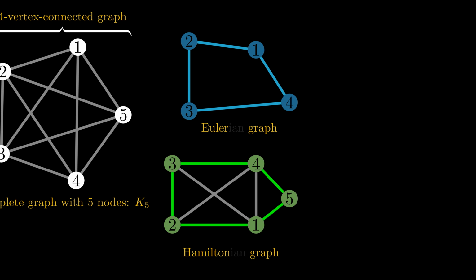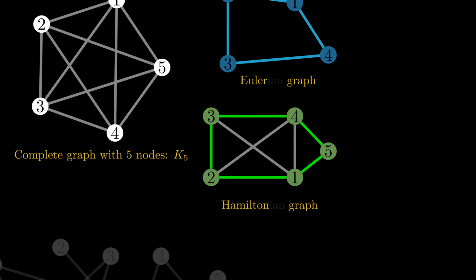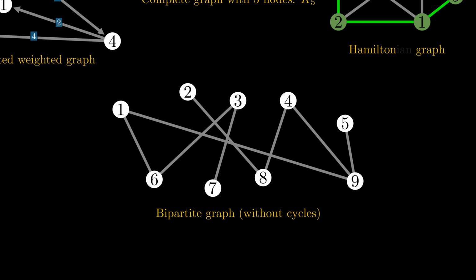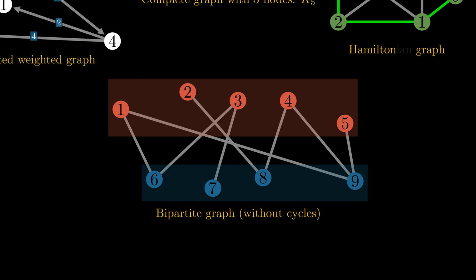If you deal with graph theory, you won't be able to avoid bipartite graphs. A bipartite graph is defined as a graph whose nodes can be divided into 2 disjoint sets, in such a way that no 2 nodes within the same set are adjacent. In this graph we have a partition into red and blue nodes, and none of the red or blue nodes are connected to nodes of the same color. The only connections in this graph are between the red and the blue nodes. This is a bipartite graph without cycles.